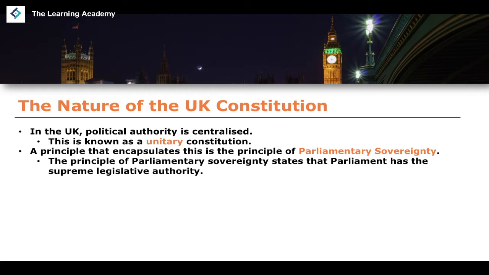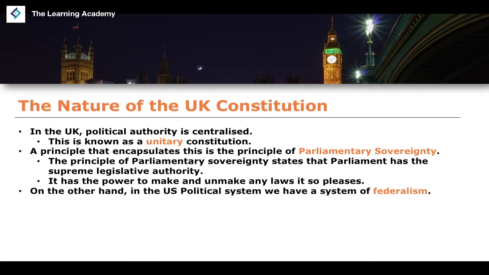Now, the principle of parliamentary sovereignty simply states that Parliament has supreme legislative authority. It has the ultimate power to make and unmake any law it so pleases. From a legal perspective, we will talk in a second about the political dimensions of this.